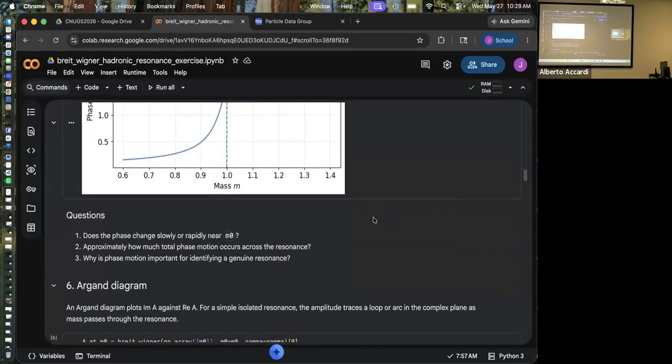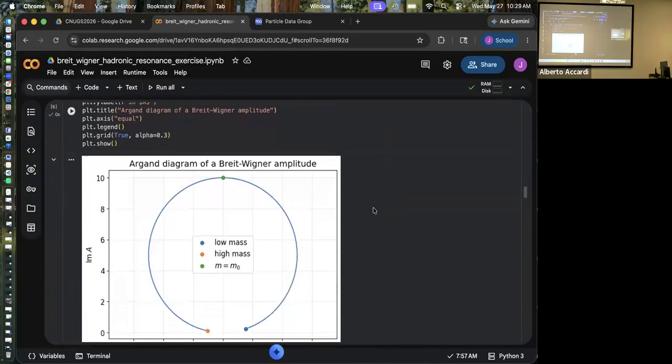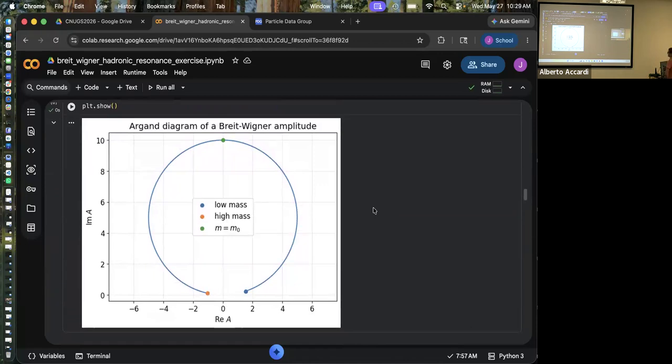The other way to look at this is the Argand diagram, which plots the imaginary part of this Breit-Wigner amplitude A versus the real part, and it makes a circle in the Argand plot if you just have one Breit-Wigner. People can execute that and see similar plots in their code. All right, so this looks kind of trivial. If you just have one Breit-Wigner, it should just make this simple path around here, where the phase motion going from 0 to pi is encompassed by going around this circle.